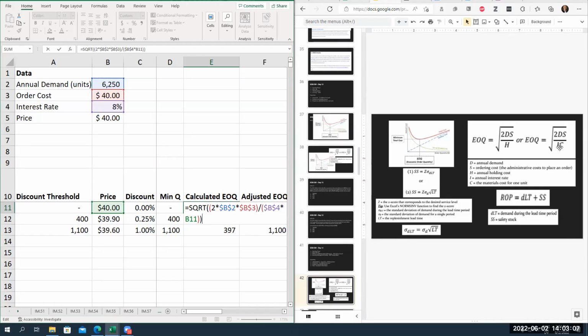Conceptually, what is EOQ? EOQ is the number of items that we want to order. Simply the economic order quantity that minimizes our total cost, right? If we go back to the previous day, we were minimizing our holding cost and our ordering cost. So this equation helps us identify what that minimized cost is to order. That's the number we need to order. What is that number? $3.95 is what I get.